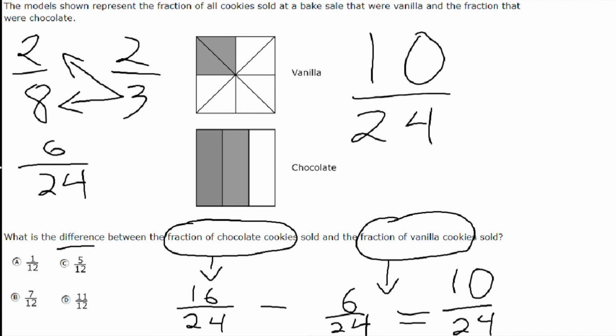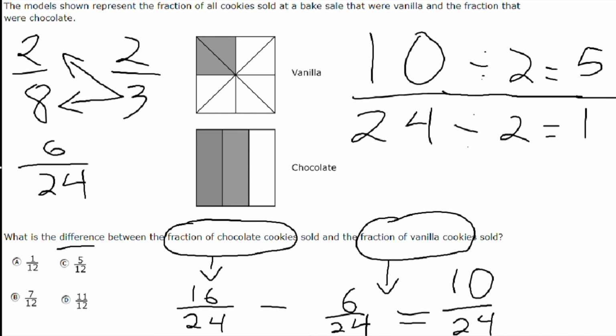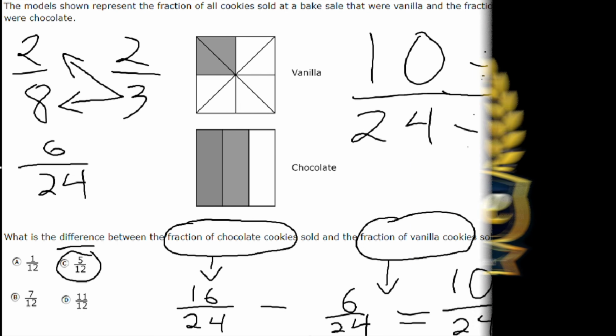So we're going to divide the 10 by 2. All right, so let's do it this way. Divided by 2, divided by 2. And that gets us what? That gets us 5 over 12. So that's our answer, 5 over 12. That means C is the correct answer.